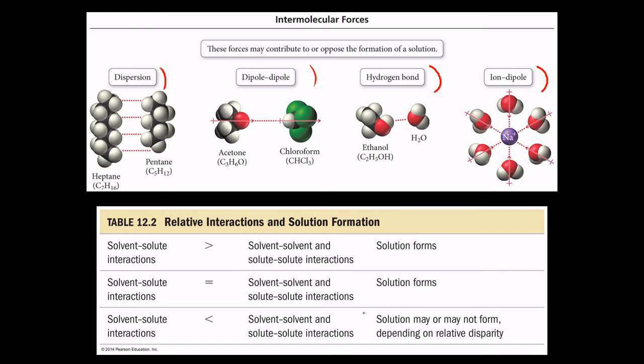It's only in this last scenario, where the solvent-solute interaction is weaker than the solvent-solvent and solute-solute interactions, that it's not likely that the solution is going to form. It could still form. You have to take it on a case-by-case basis. And as we'll see in a later chapter, on a temperature-by-temperature basis as well, because it will change with temperature, which is something we're not really going to focus on too much in this chapter.